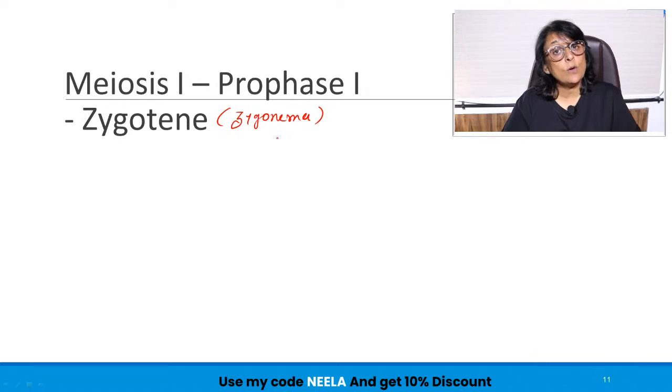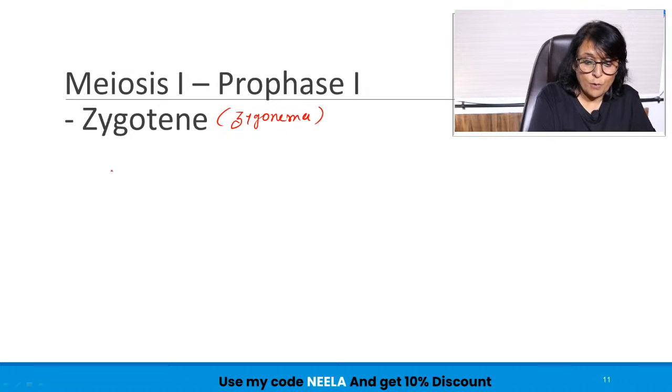And the zygo word comes from pairing, because when we talk of zygote, it is formed by the fusion of the male and the female gametes. So in case of zygotene or zygonema, we are talking about pairing of threads or chromosomes.